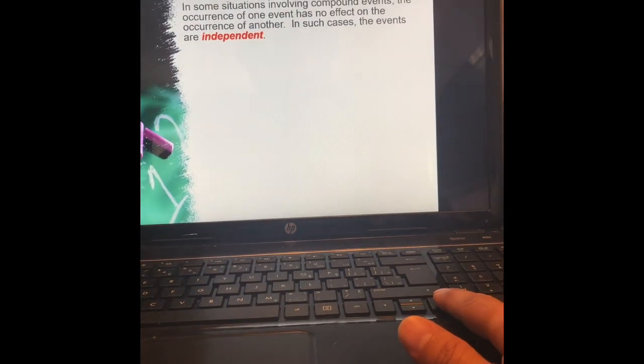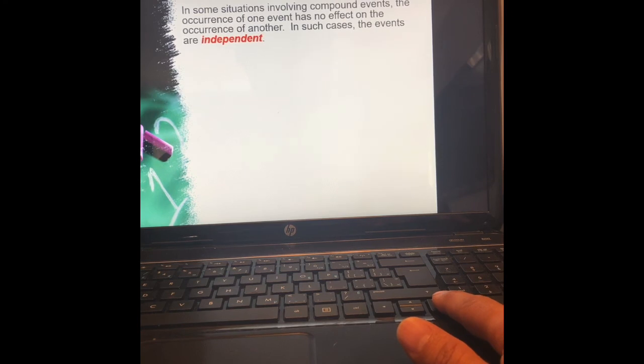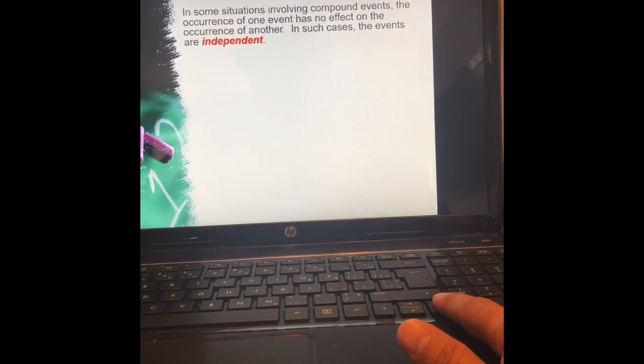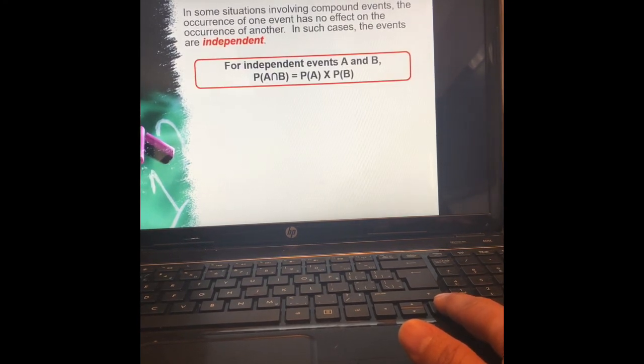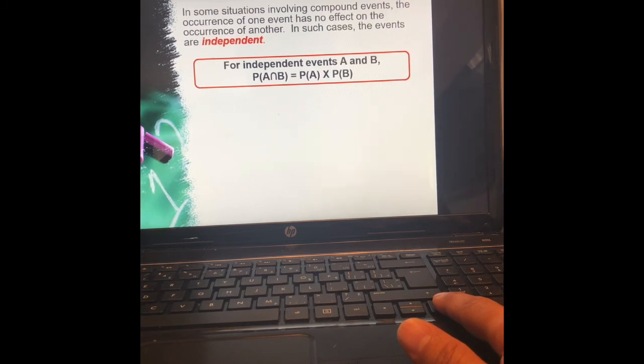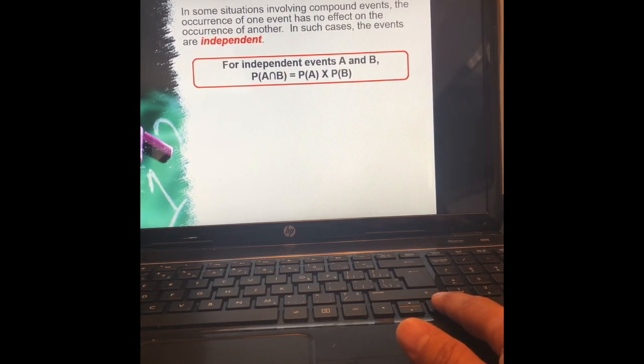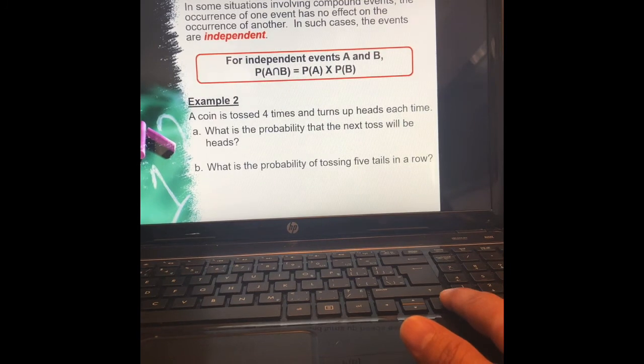In some situations involving compound events, the occurrence of one event has no effect on the other, and that's independent, like I just said. And it's straight multiplication. It doesn't matter how many events happen, A, B, C, D, you can go forever, and you just keep multiplying.